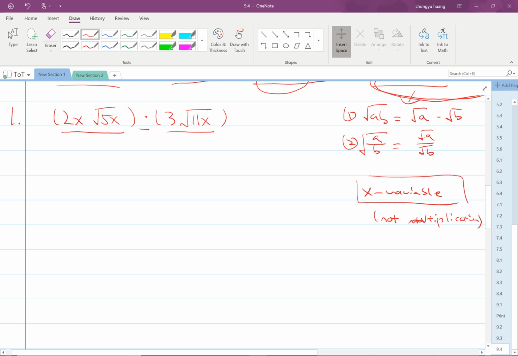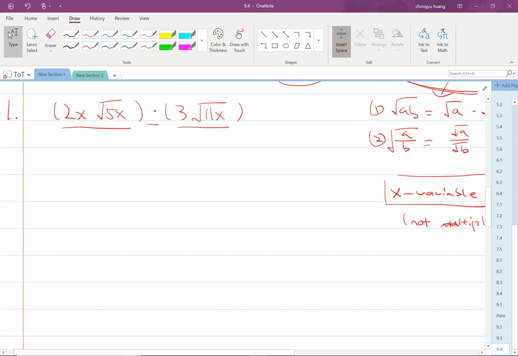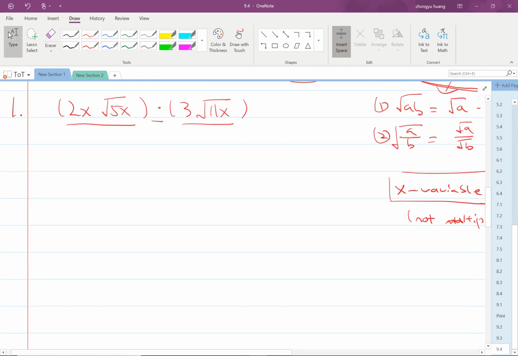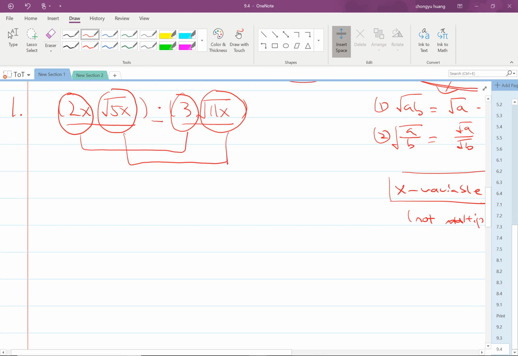All right. Let me zoom in a little bit. So for multiplication, as you can see over here, those are the only two square roots, and we have two coefficients. We have those two coefficients, and then we have those two square roots. Let me write it out. Those are square roots, and those are the coefficients.